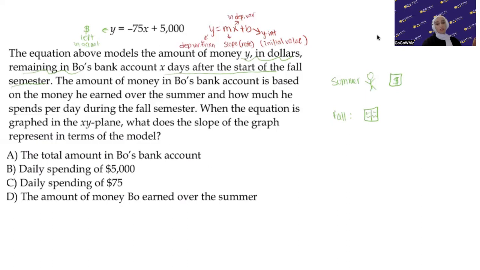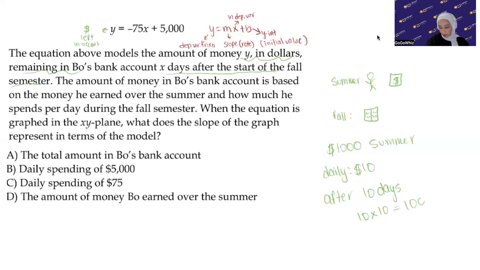So if I made $1,000 in the summer, and then every day I'm spending like $10, I'll lose $10 every day from that $1,000. So then after 10 days, I would have lost $100. So if I made $1,000 in the summer, and every day, daily spending would be $10, let's write it like this, $10. Then after 10 days, if I spend $10 every day for 10 days, that's 10 times 10, I would have used $100 after 10 days. Do you see that?